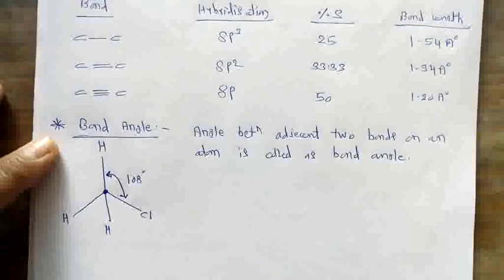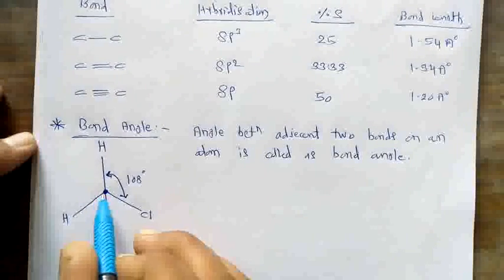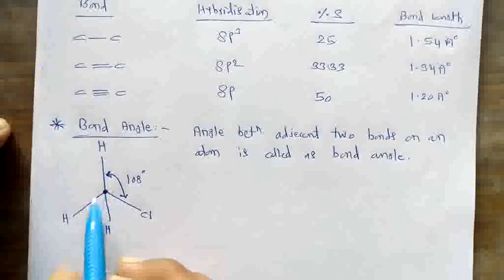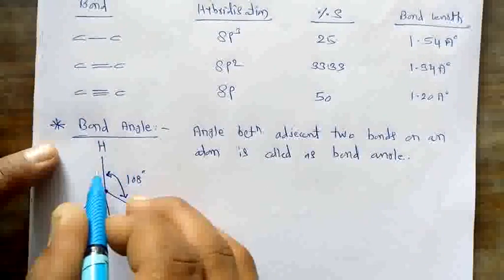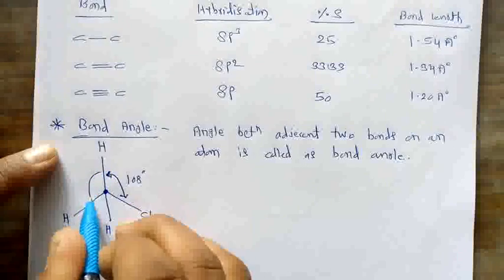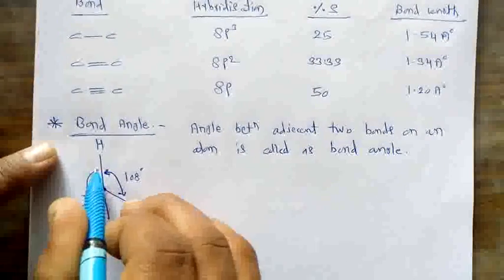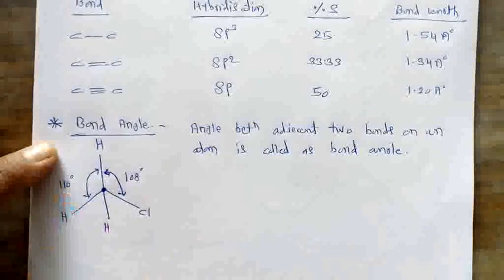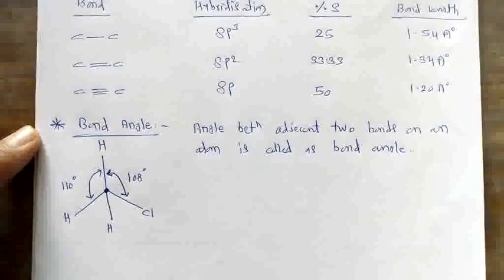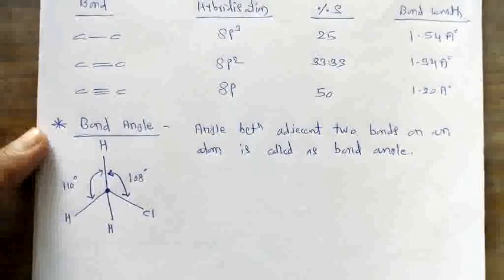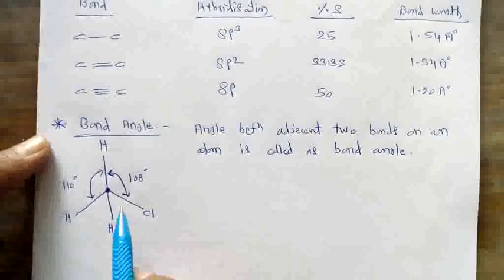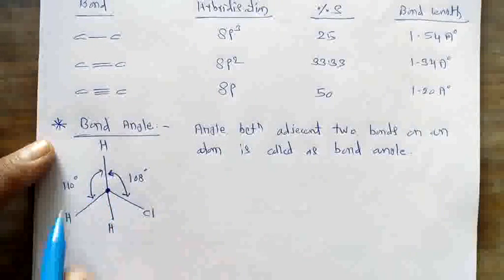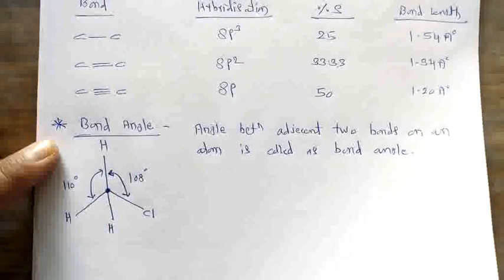The same case is there if we consider another type of bond on this carbon: first is the carbon single bond hydrogen and second is again carbon single bond hydrogen. So this bond angle is found to be 110 degrees. So this is a simple property called the bond angle, that is nothing but the angle between the adjacent two bonds on an atom. So in this methyl chloride, these two types of bond angle are there.